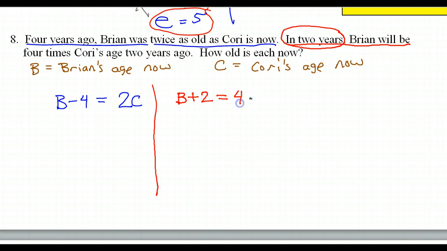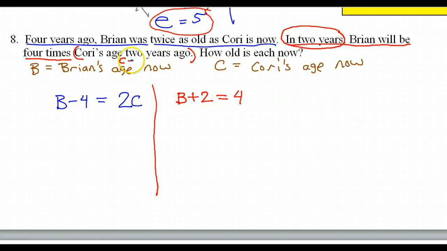So in 2 years, Brian will be B plus 2 equals 4 times Corey's age, so 4 times something. Now check this, Corey's age 2 years ago. That's what I have to multiply by 4. Last time it said Corey's age now, so that was just C. What would be an expression for Corey's age 2 years ago?